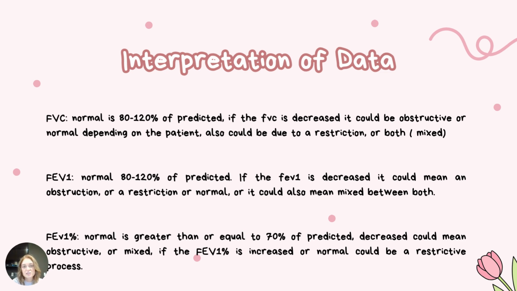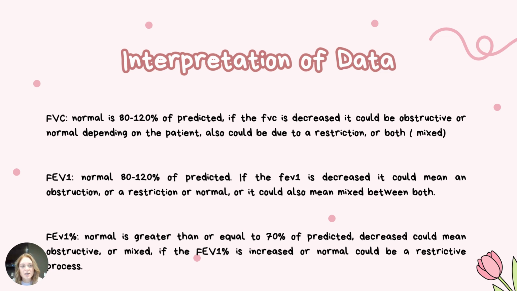If the FVC is decreased, this could mean one of two things: obstructive, or the patient might just be normal. It's going to depend on the patient. It could also be restrictive if there is a decrease in the FVC, or it could be both. Patients can have both restrictive and obstructive disorders. So, our FVC could mean a lot of things on its own. So, if a patient's FVC is decreased, it's worth taking a closer look at the other data because something might be going on.